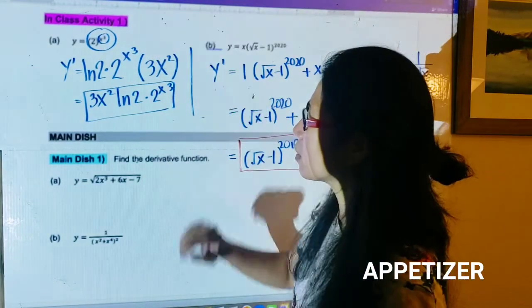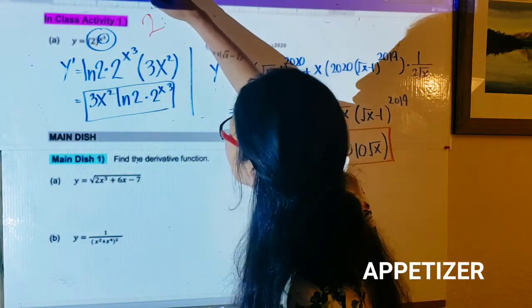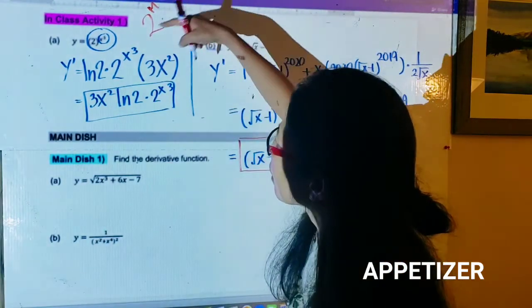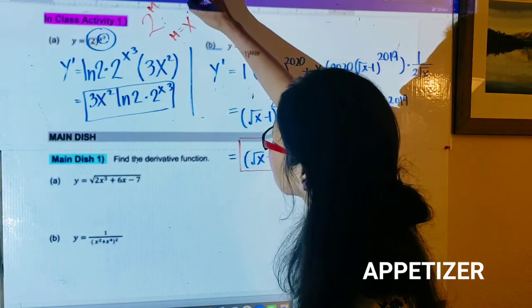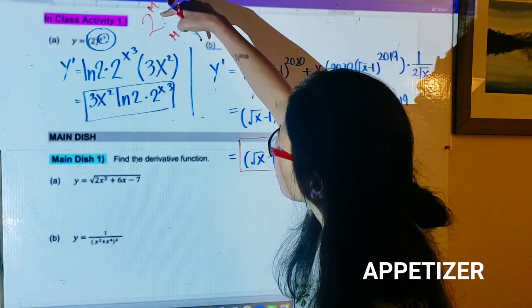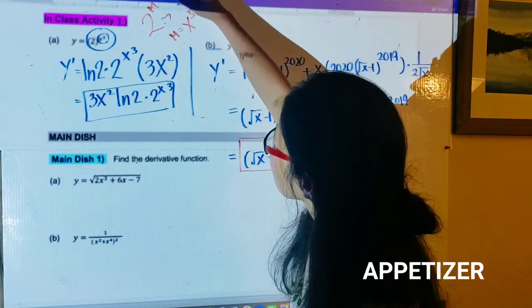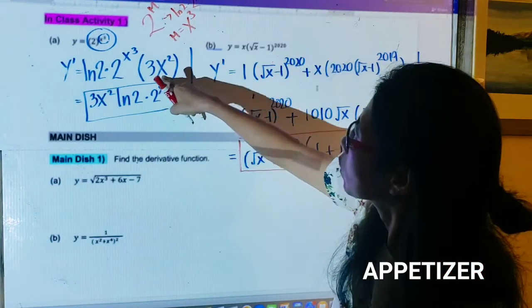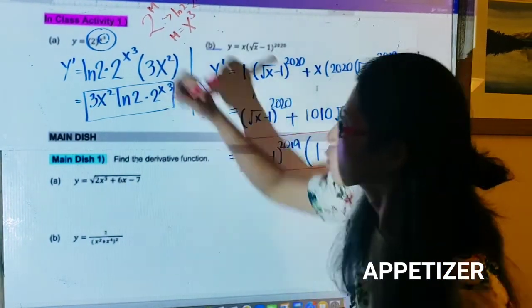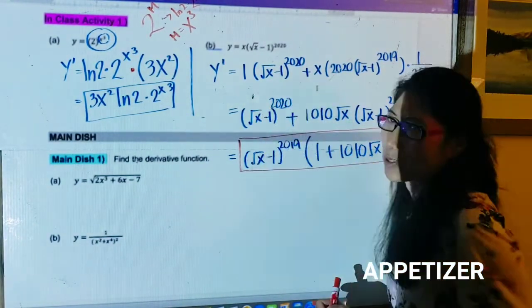For the first one, I saw the outside function 2 to the m, and the inside function, if I set it as m, is x cubed. So I took the derivative: that will be natural log 2 times 2 to the m itself, because this one becomes natural log 2. And then for the next one, you just take the derivative and put it in, so make sure there's a multiplication. But I'm pretty sure you want me to explain b.